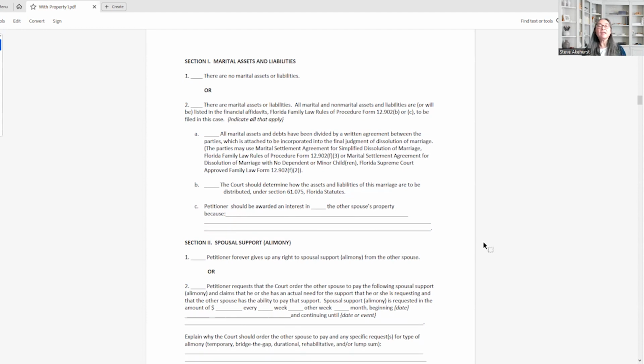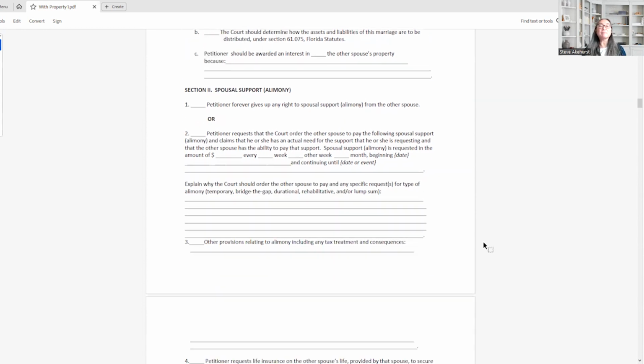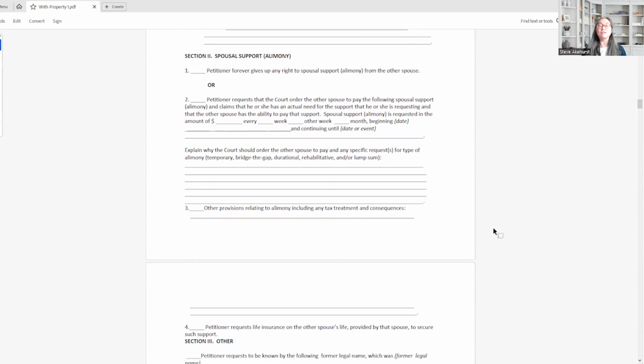Those are some examples, but you could write whatever works best for you and say why you think you're entitled to it. Okay, and then the next section is spousal support. Spousal support is called alimony, so I will call it alimony from now on. So alimony is basically money that you get to help you live. And it is determined three ways. One is based on the duration of your marriage, meaning how long you've been married. Two is whether you have a financial need, the person asking for the alimony has a financial need. And three, whether the person that's going to pay it has the ability to pay.